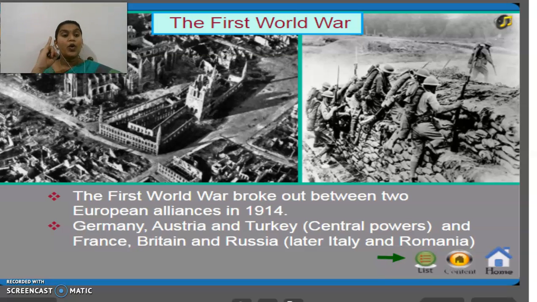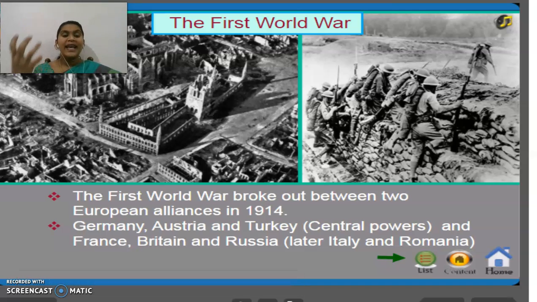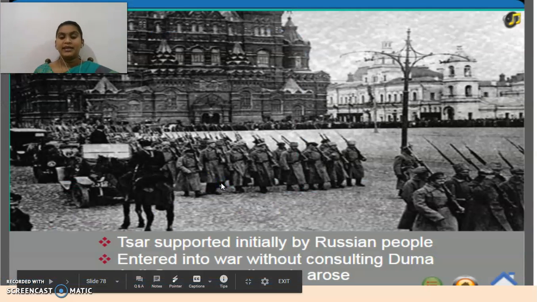The First World War broke out between the two alliances in the year 1914. Which are the three countries called the Central Powers? It is Germany, Austria and Turkey. And the alliance, the supporters, France, Britain, Russia, later Italy and Romania also joined. Here we are studying about Russia. Russia opposed and fought against Germany and Austria.